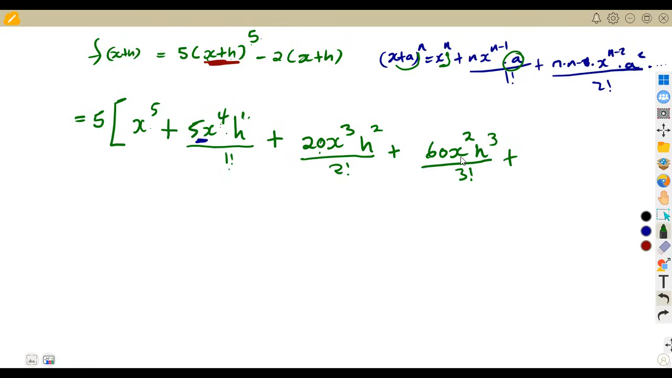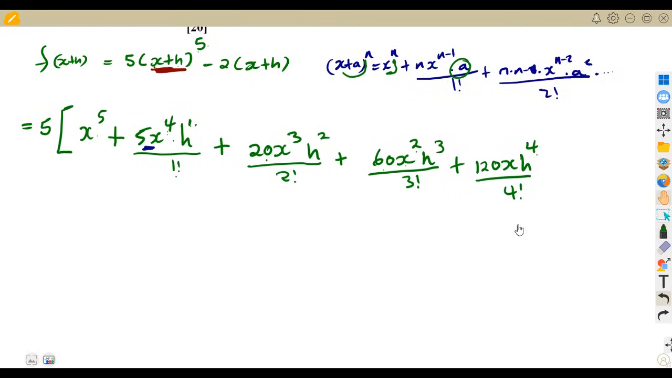Plus, again, we find the derivative of this. 2 times 60, which is 120. We subtract 1, which is x. And h is increasing. It's at 3, so now it's going to be at 4 over exponent there, which is 4 factorial. We do the same thing.